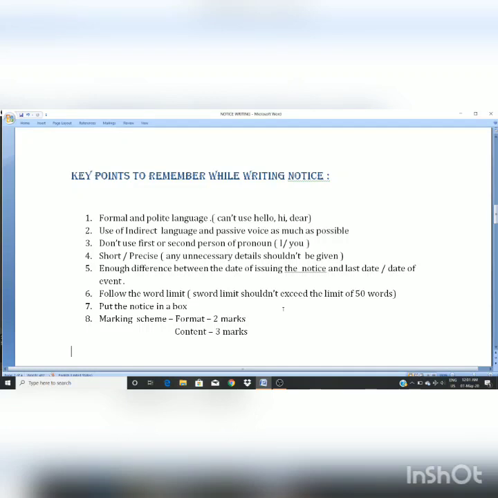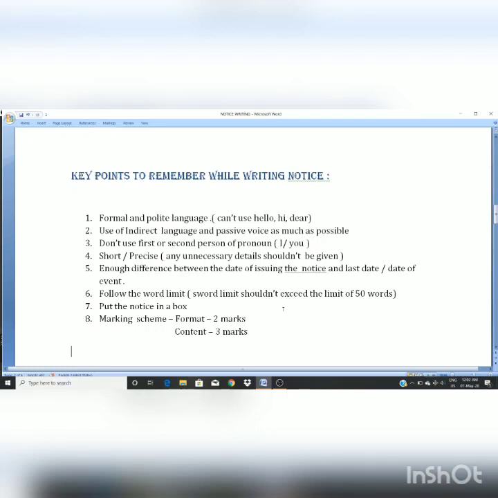Next, short and precise. Your notice should be short and precise. Means any unnecessary details shouldn't be given in your notice. Only necessary details should be given. Next, enough difference between the date of issuing the notice and the last date of event. Okay, so means you have to make sure that there is enough difference between the date of drafting the notice and the last day for submitting the name or money.